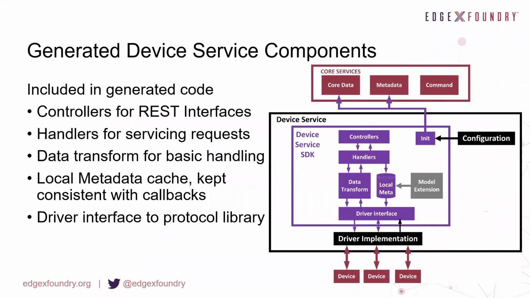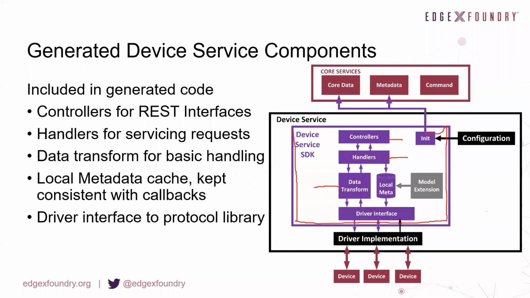So now you've generated your new device service with the SDK. So what did you get? So inside this purple box right here are all the things that our templated code has produced for you. And so that's got things like our controllers, which handle the REST APIs and implement those. We've got our handlers, which route our commands and other controller interfaces to the actual logic.